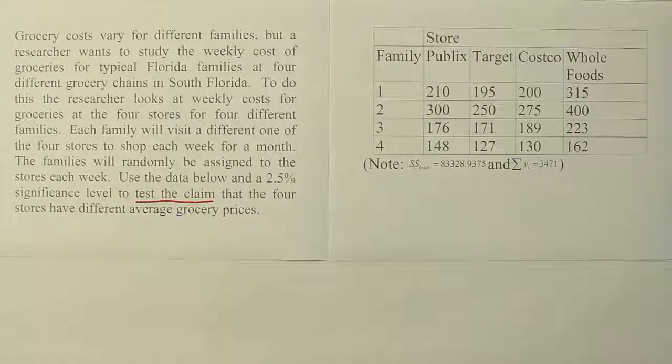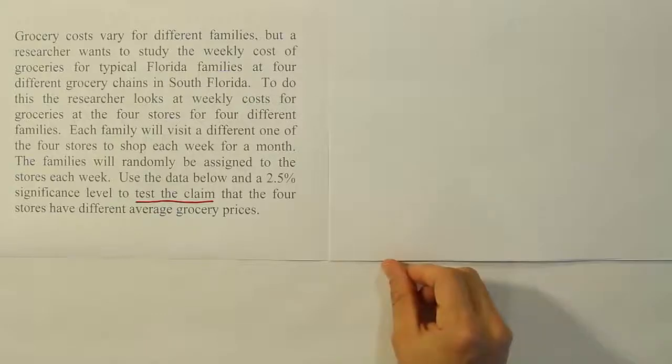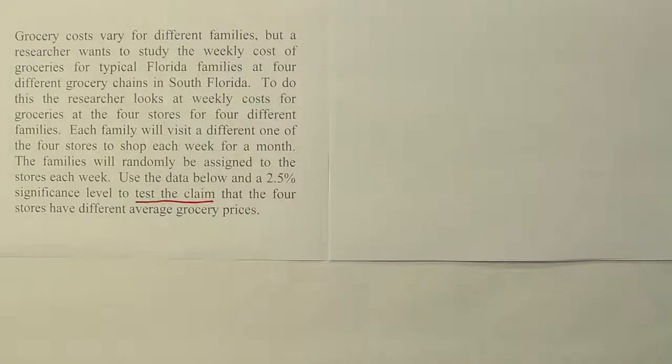All right, so from there, the next step is, after we're aware that it's a randomized block design, and sometimes that takes a little bit to think through the problem to make sure, but here it's clear that it's a randomized block design. Our next step then is to go ahead and come up with the claim that we have from the problem. So let's do that as our very next step. So this problem says, test the claim that the 4 stores have different average grocery prices. Different average grocery prices. Okay, so let's write that down first.